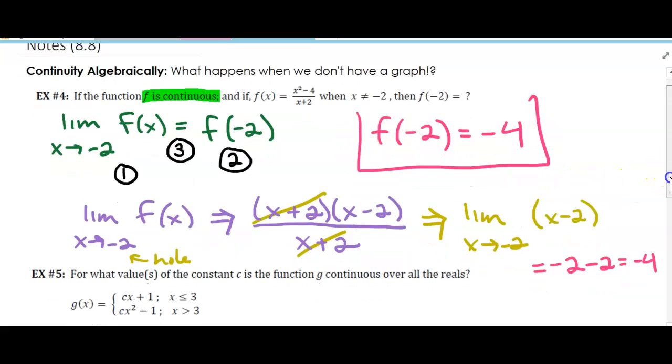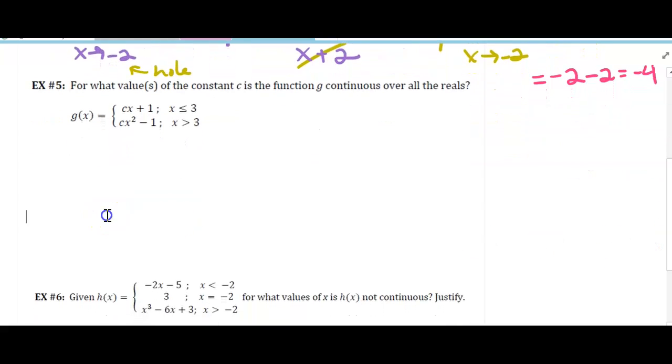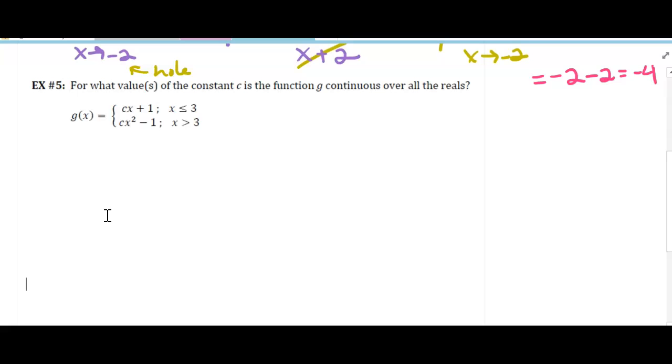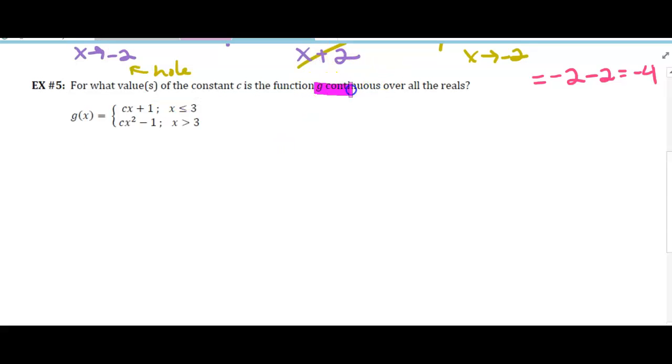All right, let's try another example. This one's going to be slightly different. For example 5 that you see here, we have a piecewise function, and we have a constant c in both pieces. We need to figure out what that constant c needs to be in order to make this function continuous over all the real numbers. Now, because we're AP Calculus, we can't just see a problem and start to do the math. We actually need to consider what's really happening here.